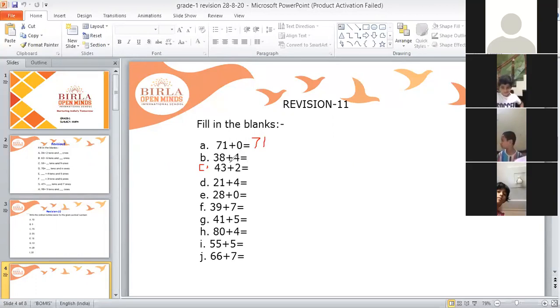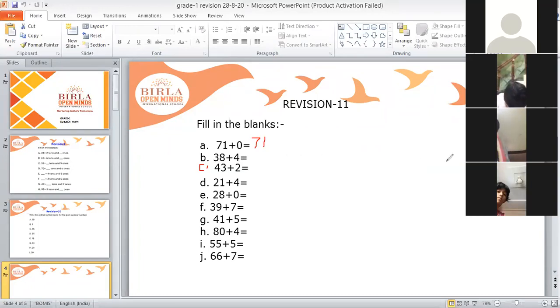Now your next bit is, this is 38 plus 4. Now what you have to do is, instead of arranging these numbers in ones and tens column, you can just count forward whatever is the number after plus sign. If you look at this question, after plus sign number is 4. This means you have to count forward 4 after 38. Whenever questions are given in this form, you have to see what is the number after plus sign. Here after plus sign number is 4. So you will count forward 4 after 38.